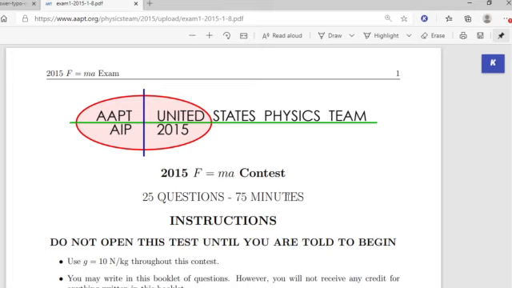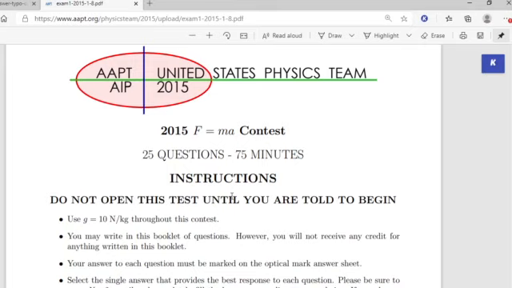Hey guys, so today, instead of doing problems of the day like I usually do, I'm going to be doing a run through of this test, and I'll try to see how far I get. And so this test is 75 minutes, and it has 25 questions, as it says right over there.